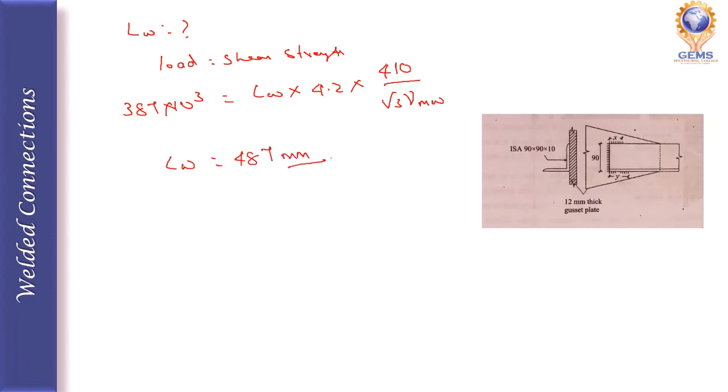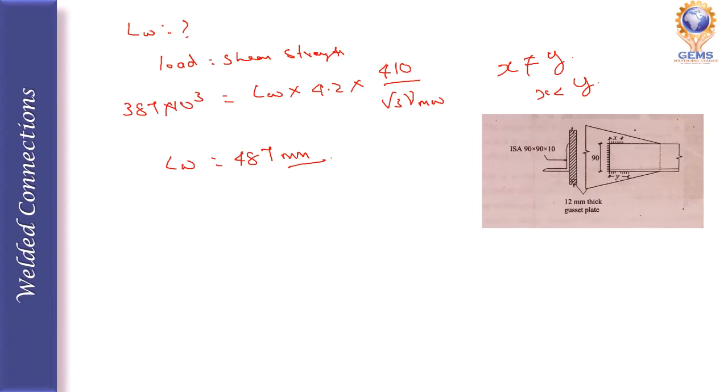See here, this x and y do not have the same size; they are not equal to each other. x is less than y. The length of the fillet weld in x is less than the length of the fillet weld in y. So we cannot take it as an equal distance.